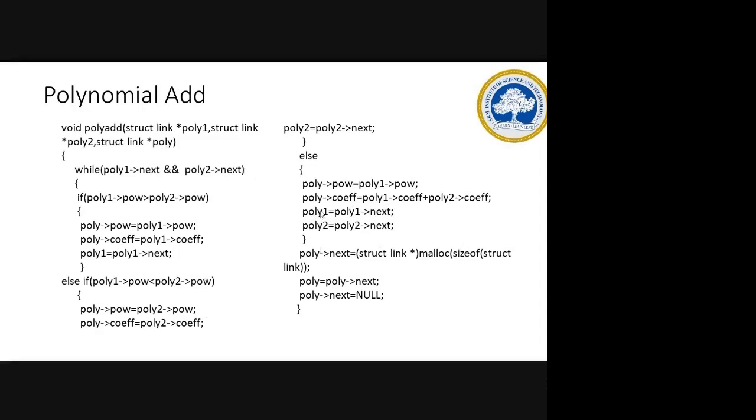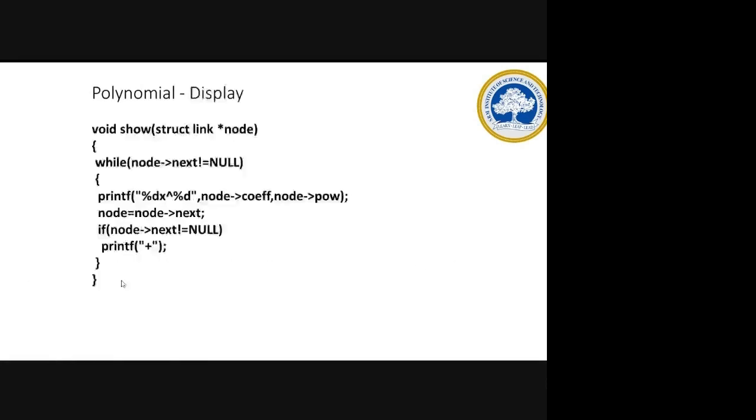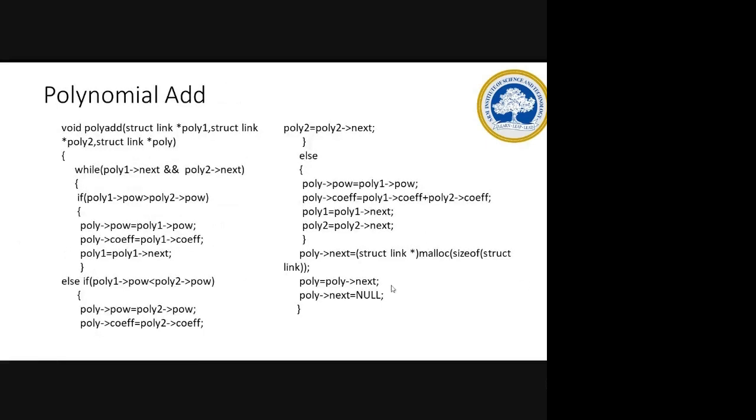For poly also you need to create, because poly is a new result link, right? So you have to allocate memory for poly also. As you create for poly 1 and poly 2, you have to allocate memory for poly also, for the result.